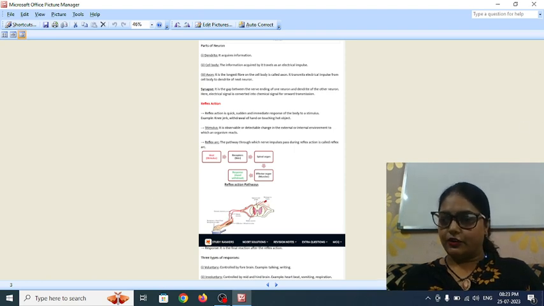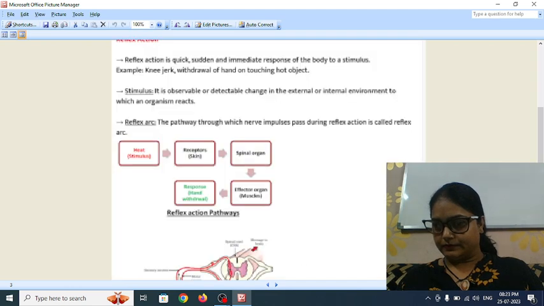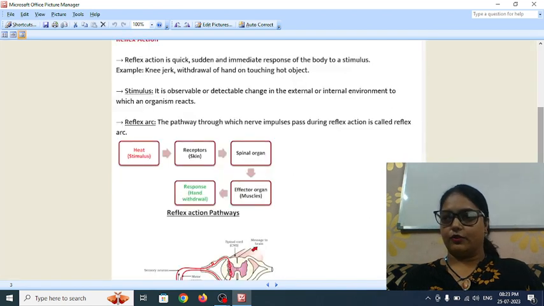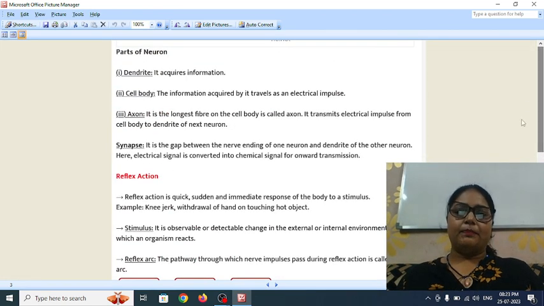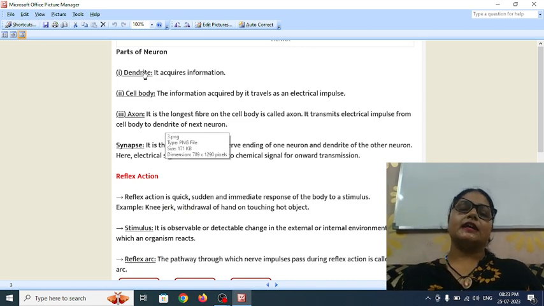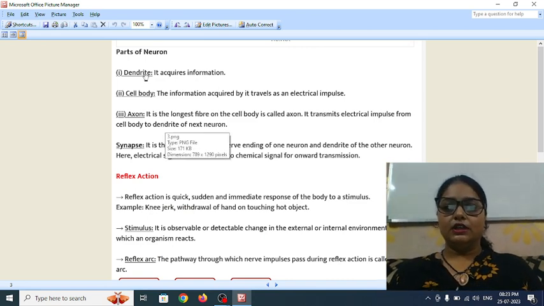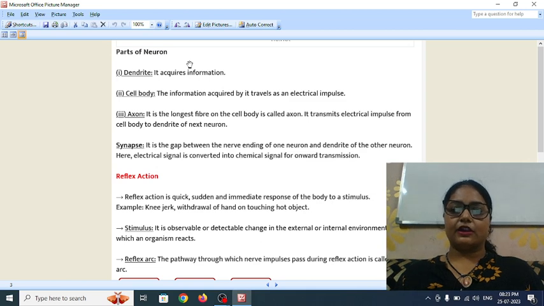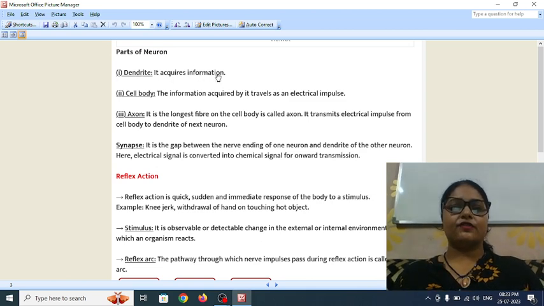Now part of the nervous system first. Now my screen, I think, is visible in front of you. So it's okay. Now the size is okay. Now part of the neuron. As you know, the neuron has a structure. In the ninth class we already read about it. The dendrite acquires the information. Now we are reading the parts of the neuron. The dendrite acquires the information.